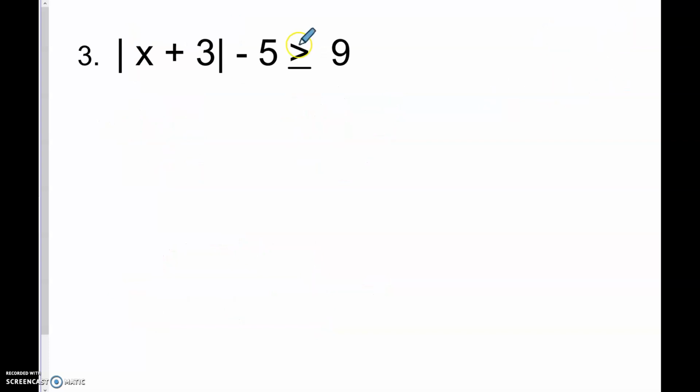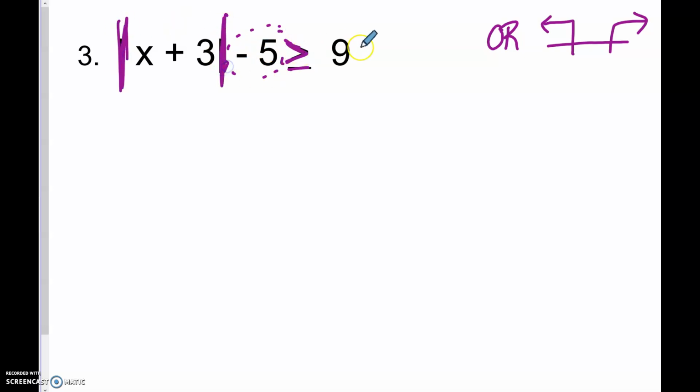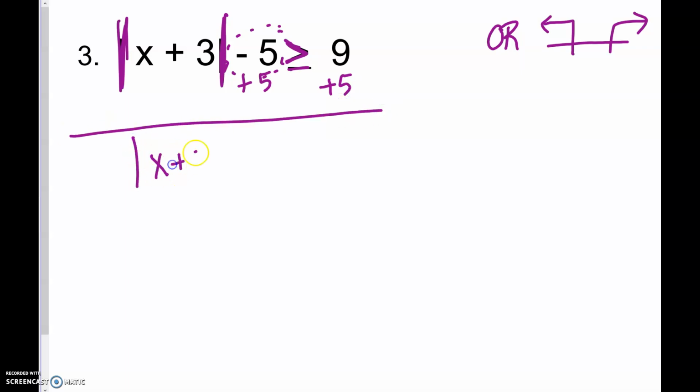All right, number 3. So let's just look at this. This is a greater than or equal to problem. So that's like an or problem. So when I am all done graphing, my graph should look something like this. All right, so I have this number right here, this -5. So it doesn't say absolute value, symbol, number, that 5's in the way. So I'm first going to move this 5 away. So it's absolute value of x plus 3 greater than or equal to, and 9 plus 5 is 14.